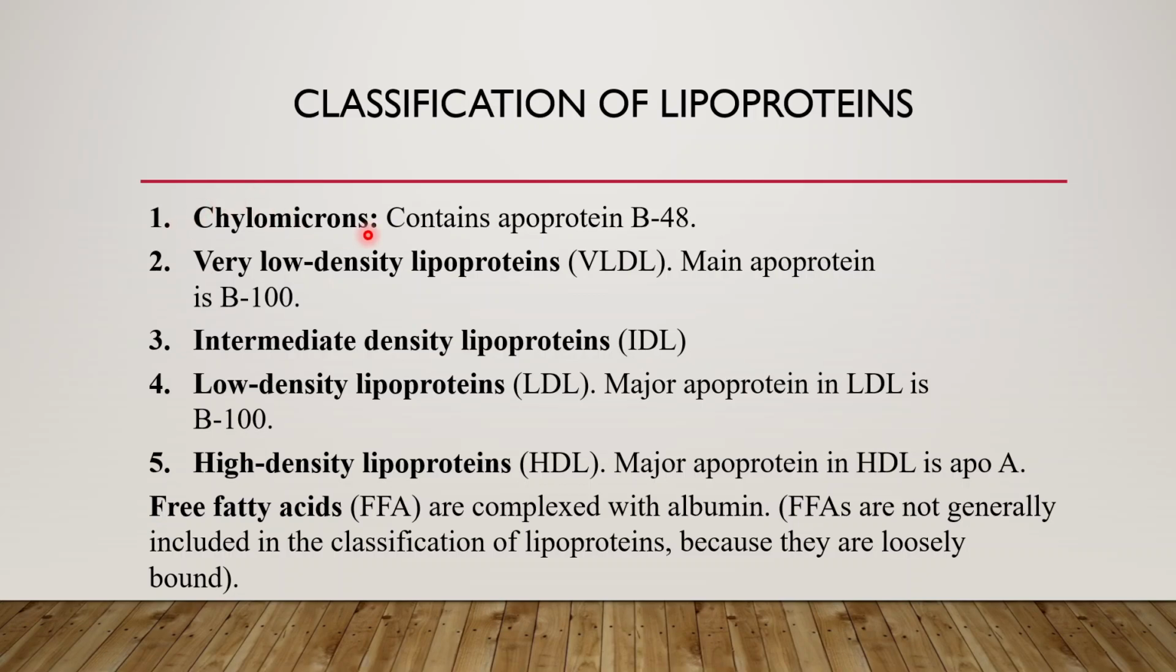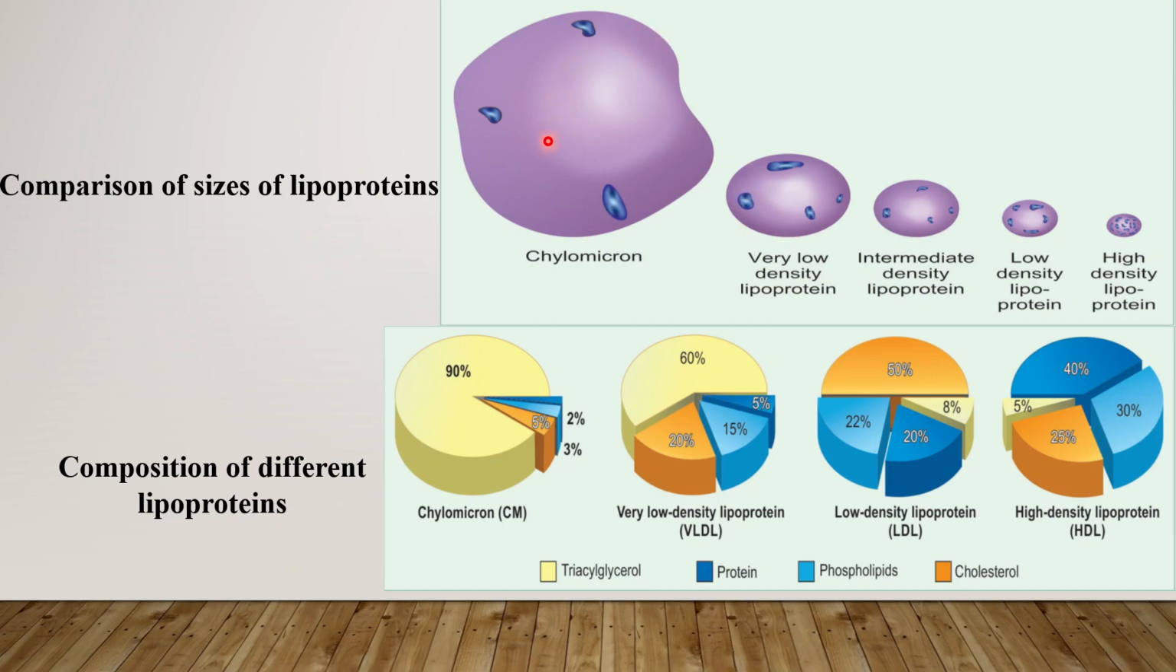Chylomicrons are the biggest in size, as you can see over here. Based on size, the chylomicron is the biggest, whereas the HDL or high density lipoprotein is the smallest. Why is that? Because high density lipoprotein has a major protein fraction, which makes it denser, whereas in chylomicron the protein fraction is very less, around 2%, which makes it lighter.